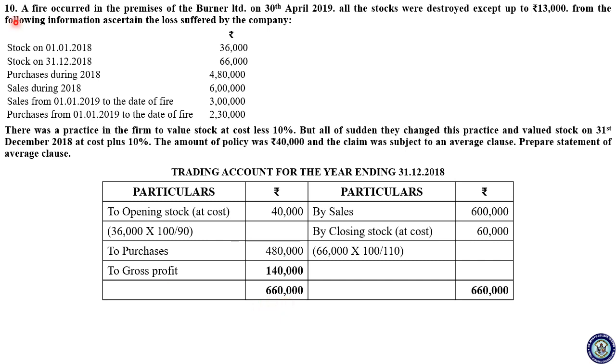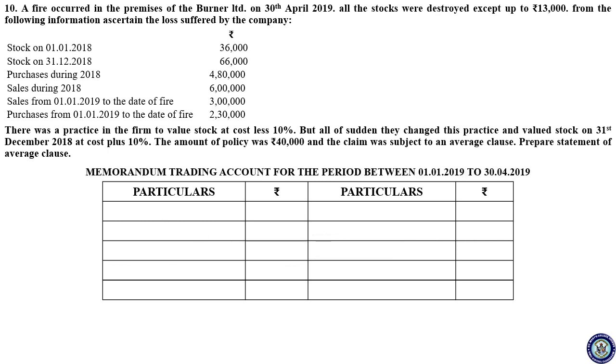Next you have to calculate the rate of gross profit. I hope you know the formula: the rate of gross profit is equal to gross profit divided by sales into 100. I will just display the figures, and you have to do the calculation. That is 1,40,000 divided by 6 lakh into 100. It comes to 23.33%.